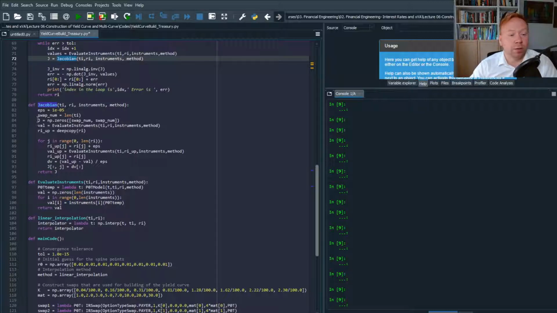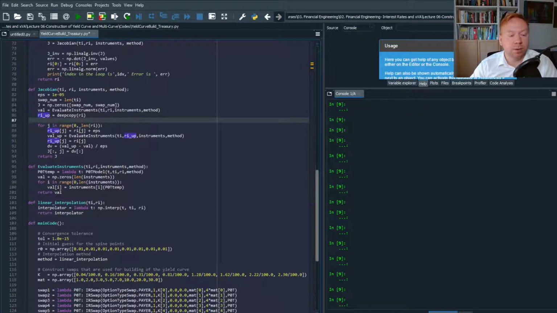So first we define the Jacobian as an empty matrix. We calculate the instruments for all the given points. This is the same function we have done here: in this evaluate instruments, we construct the zero coupon bond curve and then evaluate all the swaps. Once we do this, we make a copy of our RIs, of our spine points. Again, a deep copy, to make sure that you're not keeping the same spine points, because otherwise if you are shocking something, maybe it's unshocked. So you have to make sure that you always have a copy of those spine points.